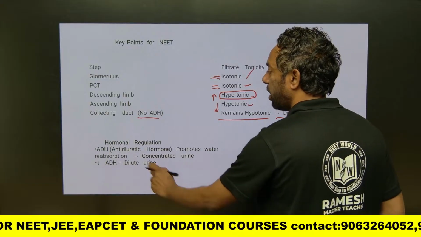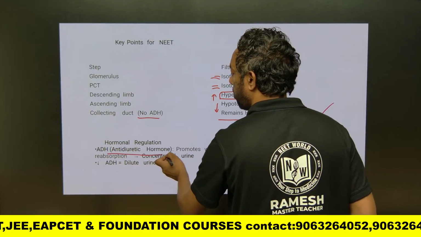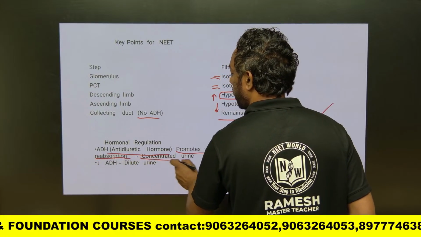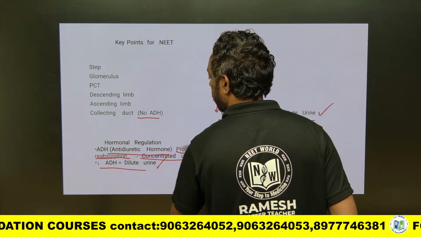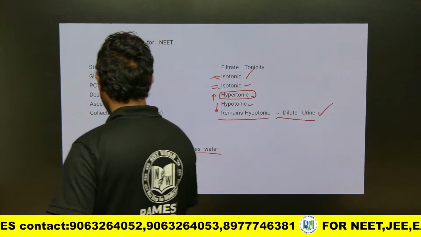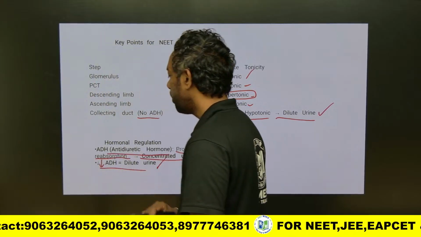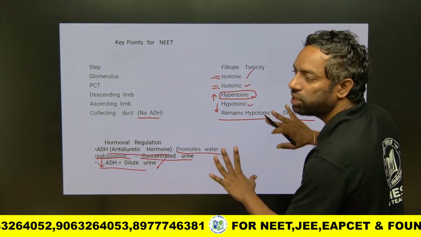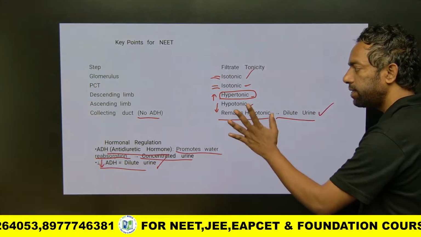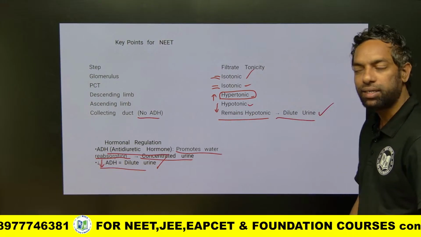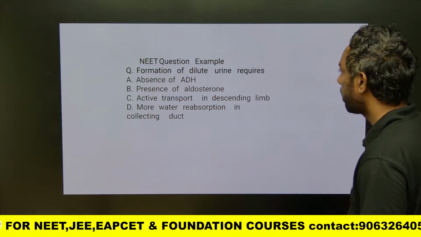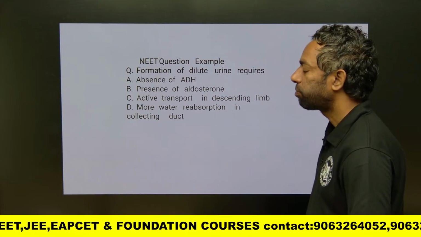Hormonal regulation: antidiuretic hormone, which is ADH, promotes water reabsorption. Concentrated urine is produced when ADH is present; if ADH is less, dilute urine is produced. This slide is most important for the exam. Take a screenshot, guys, it is the most important slide. Keywords, NEET question about it.